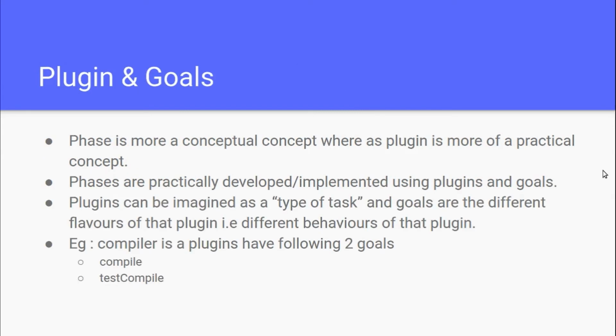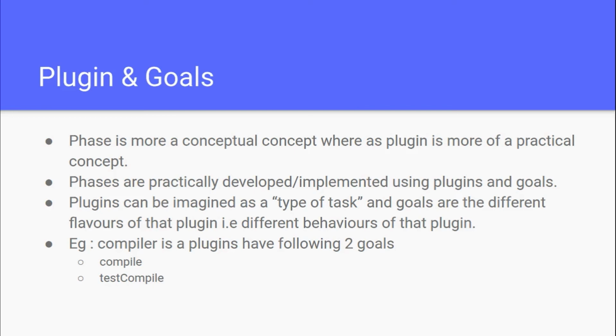Let's move ahead. We just saw what a phase is and what a life cycle is. Now we should see what plugins and goals are. Phases are more of a conceptual concept, whereas a plugin is more of a practical concept. For example, phases are the tasks that have to be done, but how these tasks are defined, developed, or implemented practically is through plugins and goals. You can understand a plugin as a type of task that you need to do in a particular build phase, and goals are the different flavors of that plugin. One plugin can be used in different ways. It can show different behaviors.